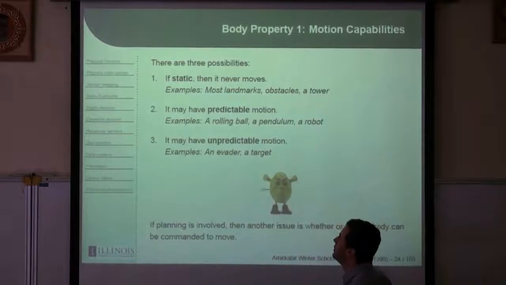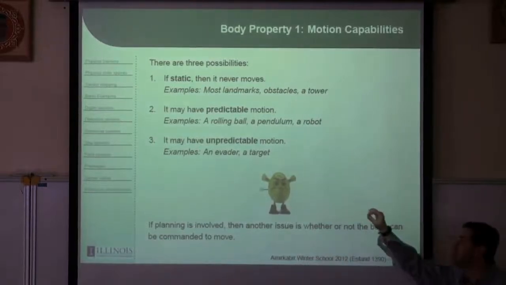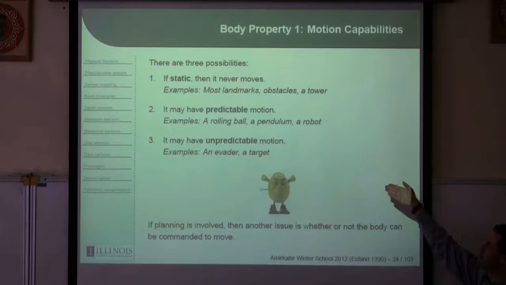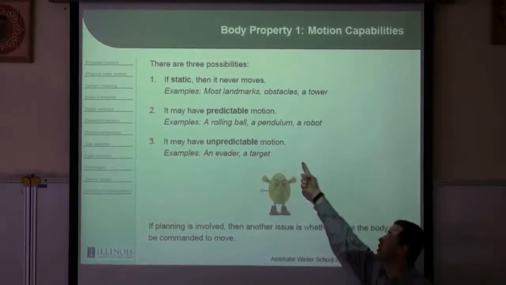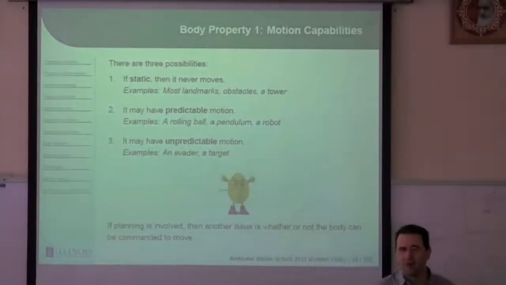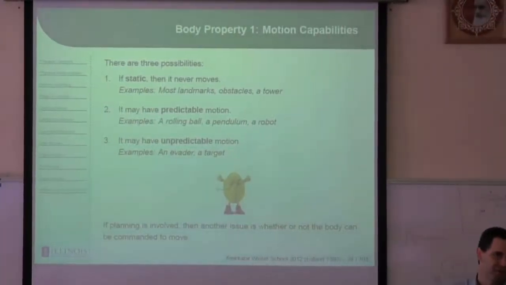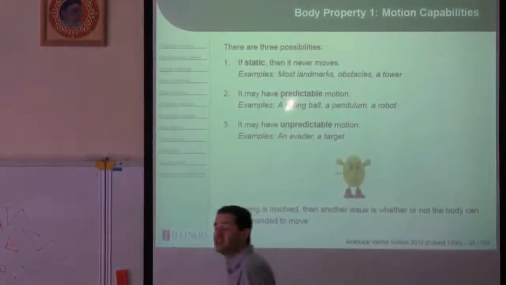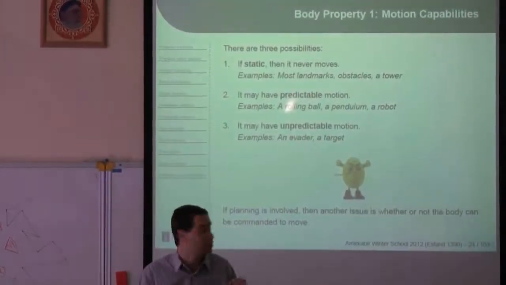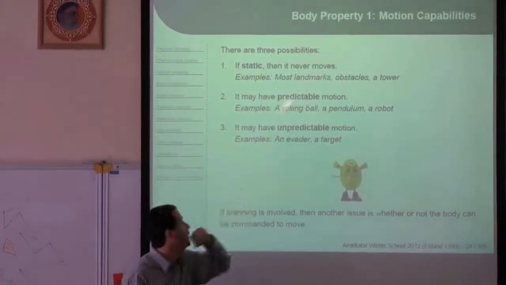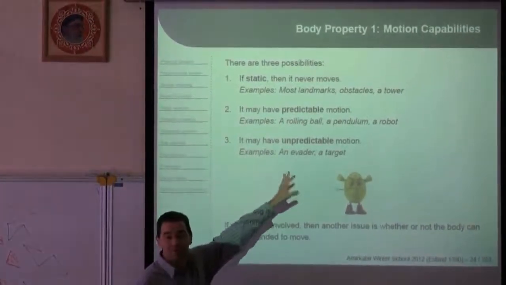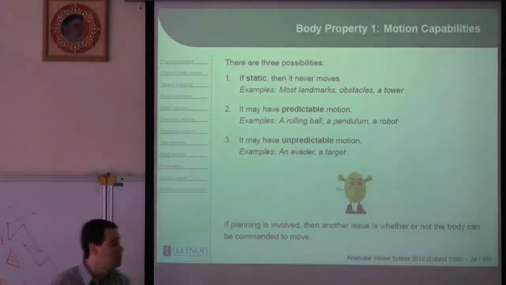If they move, actually 2 and 3 both correspond to moving, but I want to make a further subdivision inside of that. Maybe you have a predictable motion, like a rolling ball or a pendulum. Or maybe you have a very nice predictable robot. Usually not, but sometimes you have a nice predictable robot. And so I want to say that there are some equations of motion that describe how it moves. So we'll just say it moves, but it's predictable. The most complicated kind is unpredictable motion, right? Like the evader when you're playing pursuit evasion.